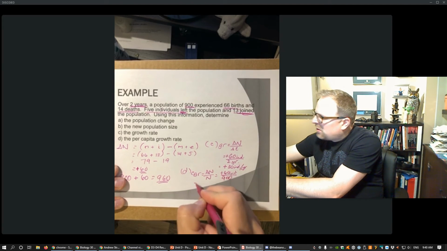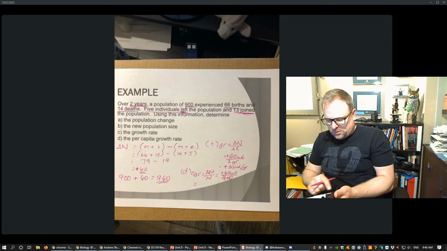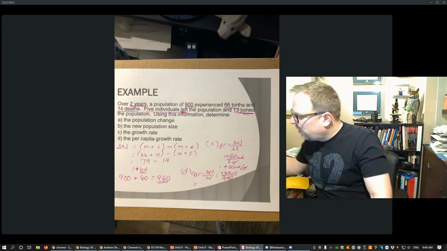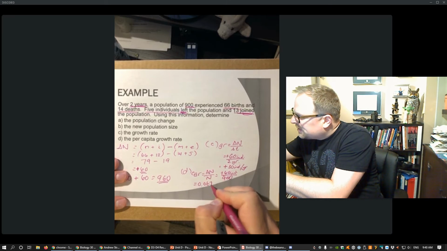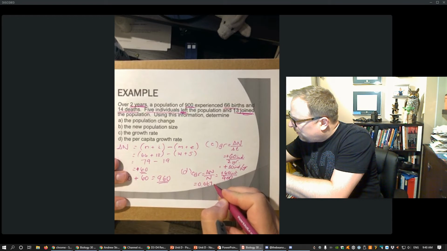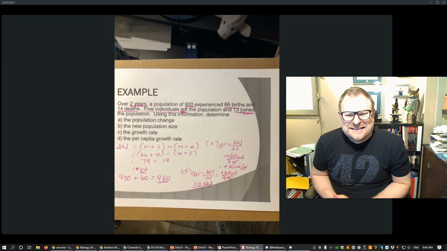Okay, and we're going to divide that by the number of individuals in the population, which we're going to use 900. So our per capita growth rate, this is the one I probably should be able to do in my head, but I can't, is 0.06, let's say 0.07 for our per capita growth rate. Okay, hope that makes sense to you guys. I hope that works for you.